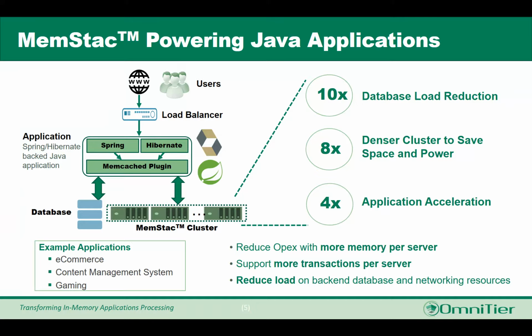If your application is already set up to use either Hibernate Level 2 caching or Spring Caching, but is just using a different backend cache than Memcached or MemStac, you will very likely not need to make any code changes at all. You just need to update some configuration files. If your application is not currently doing any caching, however, you will need a combination of configuration and code changes to take full advantage.